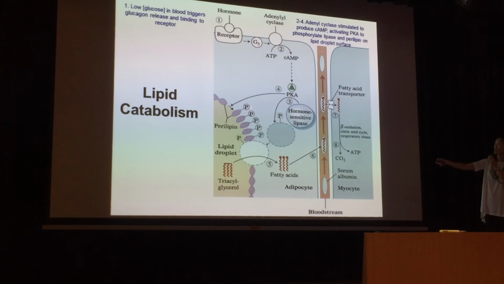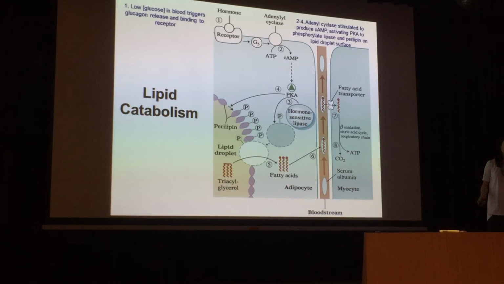Right? It needs to be phosphorylated in order for this lipase to gain access to the surface. Right? Because the lipase is water soluble. Right? You can imagine that this one and this one are kind of immiscible.